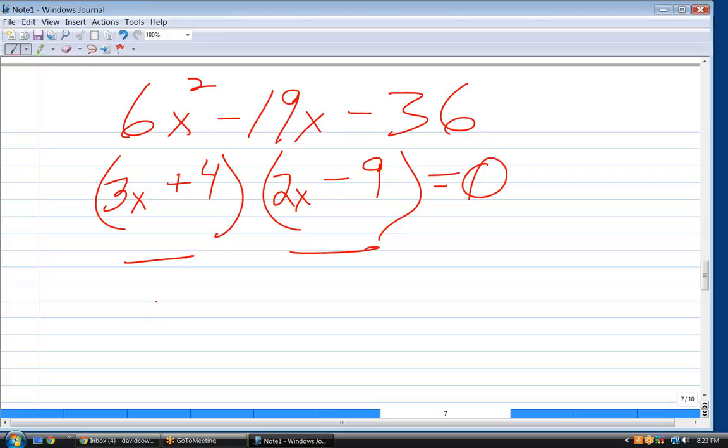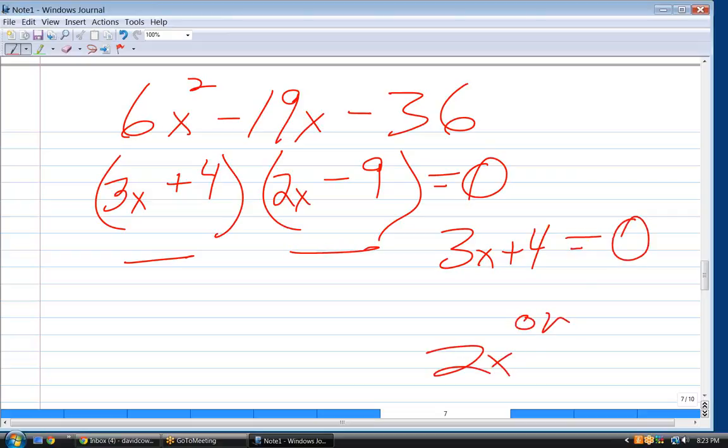In other words, one of the most fundamental principles of algebra is if you multiply two things together and you get 0, then one of those two things has to be 0. You can't multiply any two numbers together and get 0 unless one of them is 0. So, once I get to this step, I can now say, well, 3x plus 4 is equal to 0, or 2x minus 9 is equal to 0.